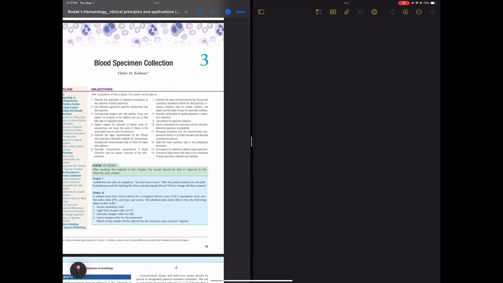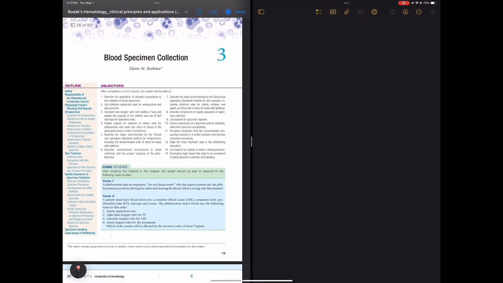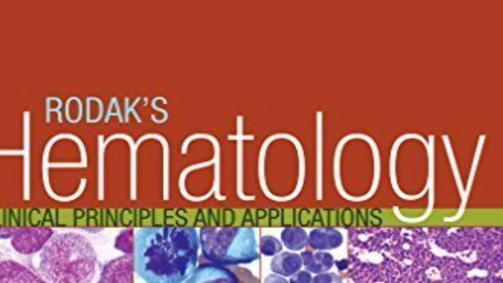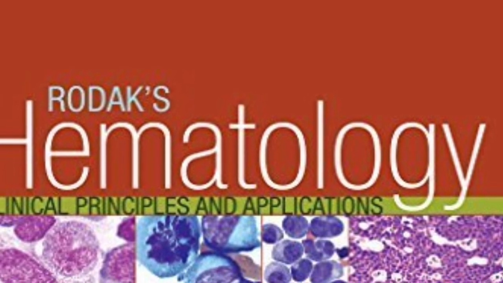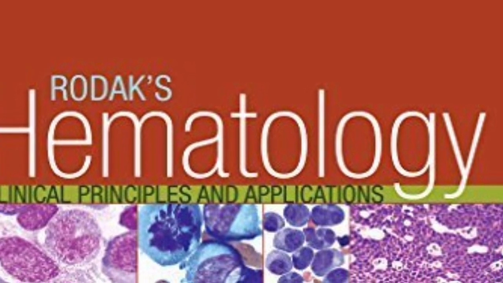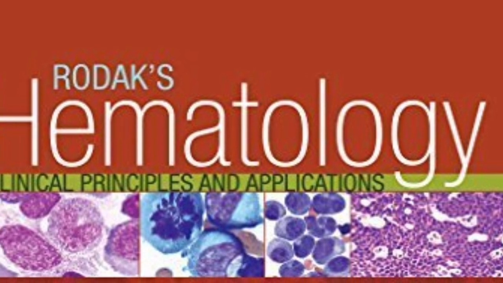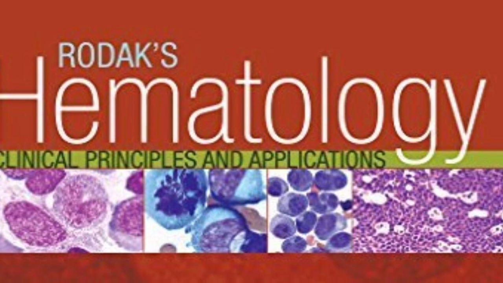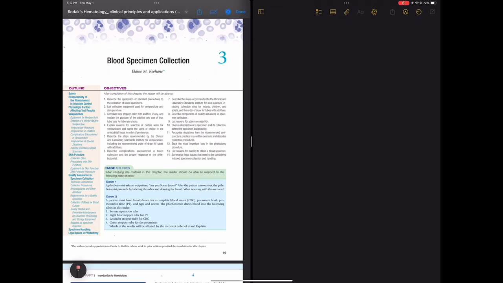This afternoon, we'll be discussing blood specimen collection, chapter 3 of hematology. The book that I'm using is Rodak's Hematology, Clinical Principles and Applications, 5th edition. If you have other editions, like the 6th or 7th, you may use those as well. We will be proceeding to chapter 3, because I believe the other chapters can be discussed in other subjects.